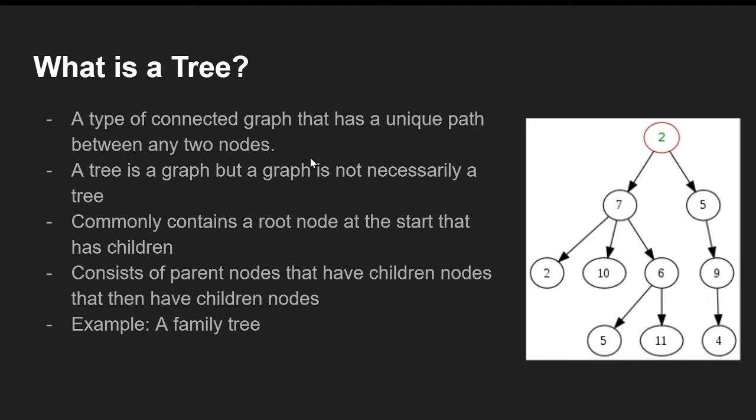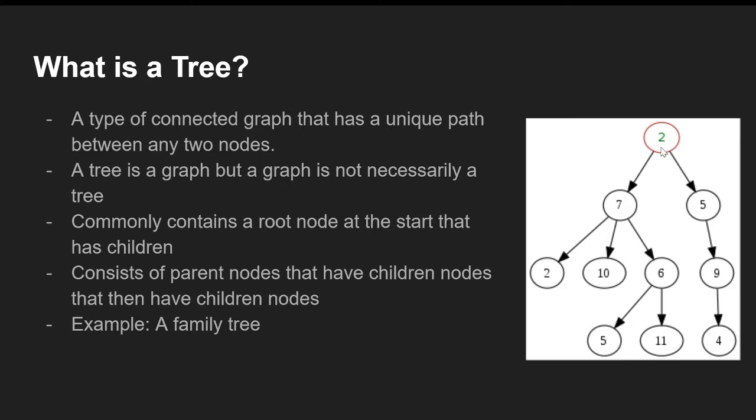So traveling from one node to another, you can have a path, and it's always unique. So a tree is a graph, but a graph is not necessarily a tree. And then a tree commonly contains some sort of root node, a starting point, like this 2, for example, and then it starts to branch out and have children. That's why it's called a tree.